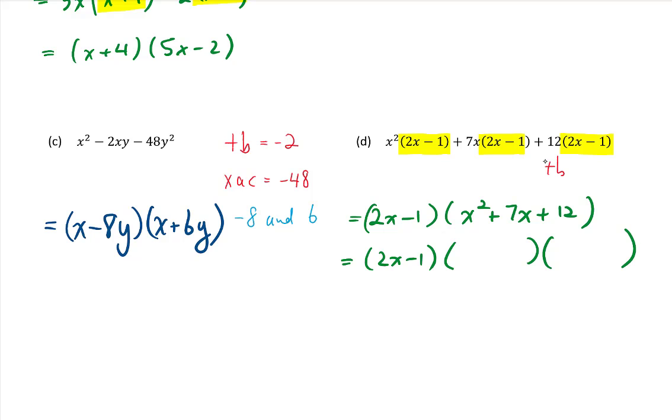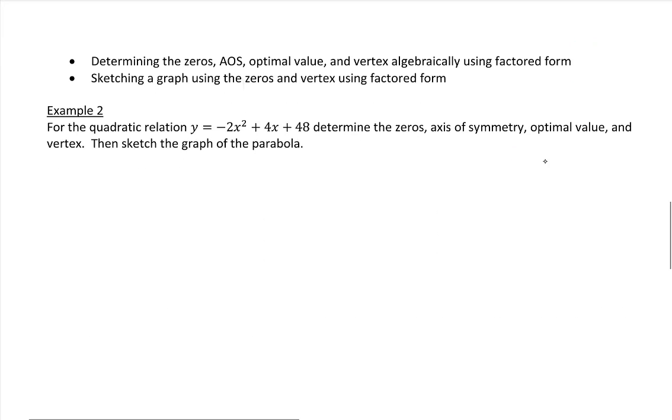And since the a value is 1, we can use a shortcut again. So we need two numbers that add up to 7 and multiply to 12. And those two numbers are 3 and 4. So we put in our x's, and then we put in plus 3, plus 4, and we're done.